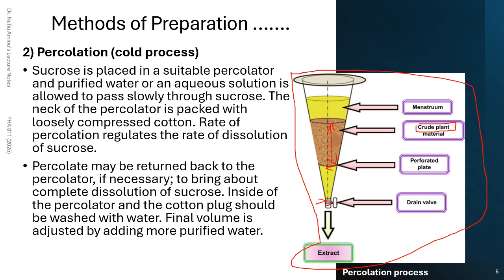Sometimes the percolate, meaning whatever is collected here, is recirculated back into the menstruum, so that complete dissolution of sucrose is obtained. Eventually the final volume is obtained by adding more purified water through the cotton, so that the retained syrup in the cotton is washed through the content. That is how this method can be described, that we call percolation method, cold process. It does not involve heat unlike the previous one.